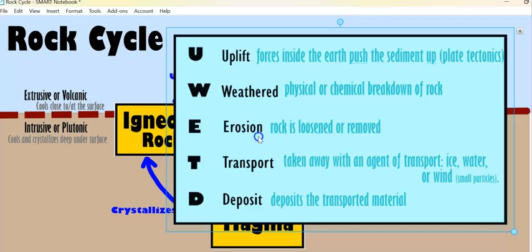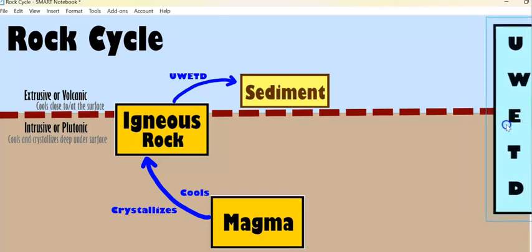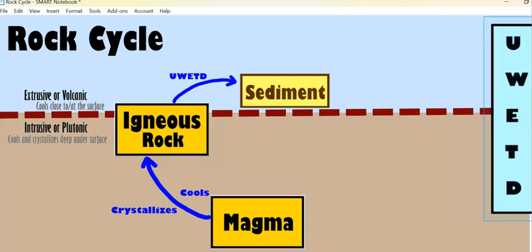Well, it starts loosening or else removing part of that rock material. And they'll transport it with these different agents of transport. Ice, of course, can remove bigger pieces of rock material. Water can also, but wind has to be really small particles for it to be able to move that rock material. And then it deposits it somewhere. And we call that deposition or else deposits. Okay, so we abbreviate that with UWETD.